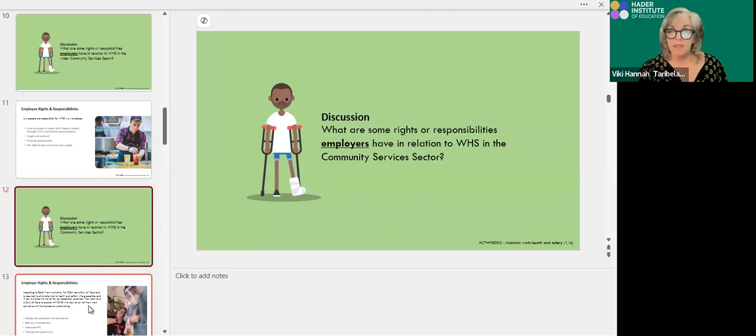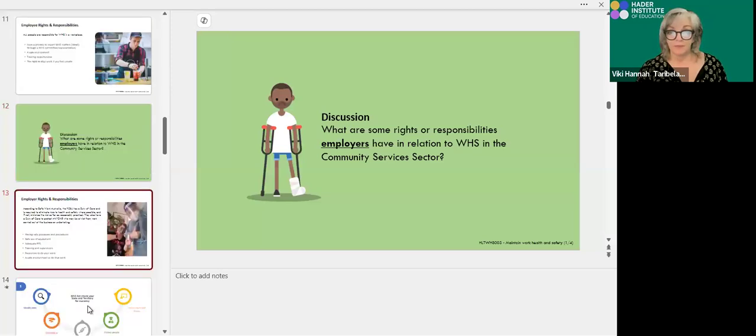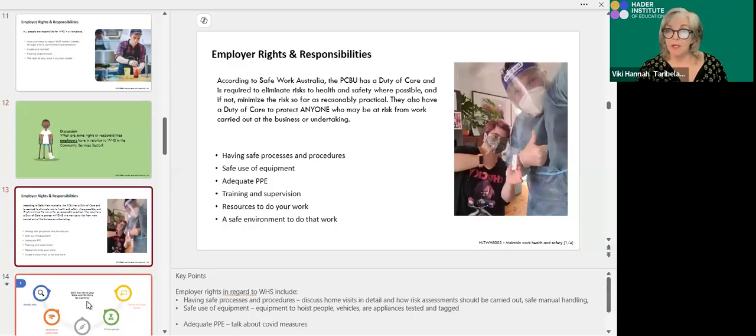An employer must give you the resources to be able to do the job in an environment that is safe to do so. It's pretty simple, but not everyone gets that right. Employer rights and responsibilities, according to Safe Work Australia, include a duty of care. It's required to eliminate any health and safety risks where possible, and if not, to minimise and manage them as much as they possibly can. So intention is everything.